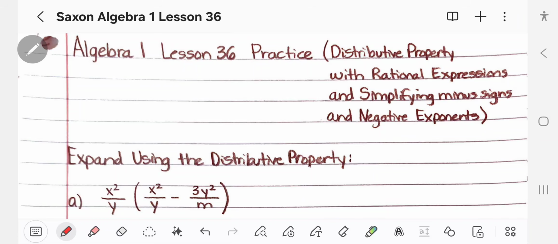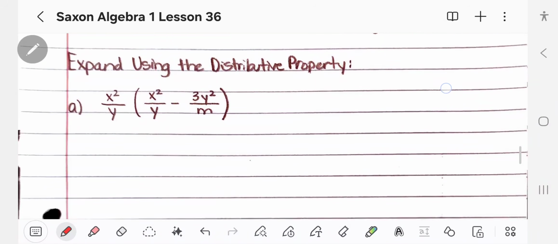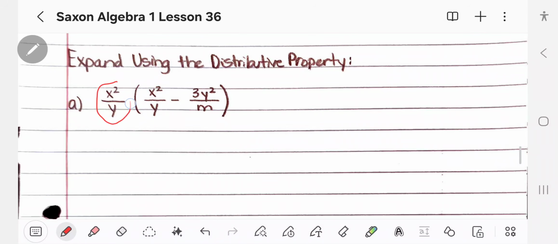signs and negative exponents. For problem A, we're going to expand using the distributive property, and we have a factor outside of the parentheses, and that's going to be distributed to both terms inside of the parentheses, and we're going to first distribute it to the first one here. X squared times x squared would give me x to the fourth, and y times y would give me y squared. Then I'm going to multiply by the second term.